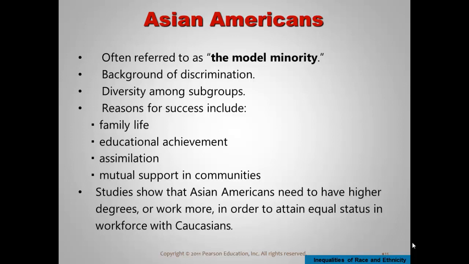Asian Americans certainly experienced discrimination, and in the early 1900s they were outright excluded. Some Asians were excluded from immigration around the turn of the last century. Like Latinos, there's a great diversity among the subgroups of Asian Americans, and so again, to lump them into one group is really kind of ridiculous.